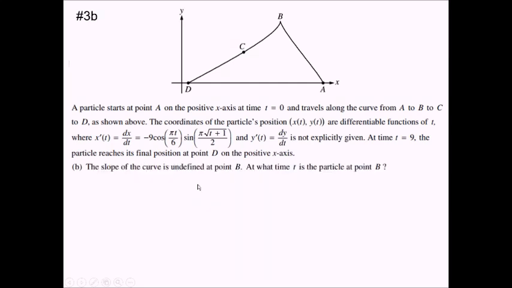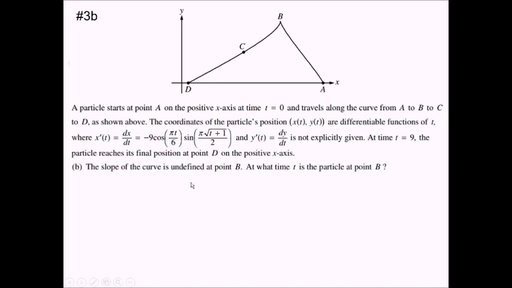For this problem part, they're telling us the slope of the curve is undefined at point B. At what time t is the particle at point B? So, I mean, they're not telling us anything we didn't really already know. This is a cusp of sorts. So, yeah, we have an undefined slope there. But we want to know at what time we reach that spot. So we're going to use the fact that we have an undefined slope to narrow down the time that it could be.